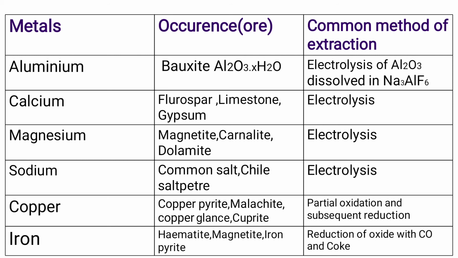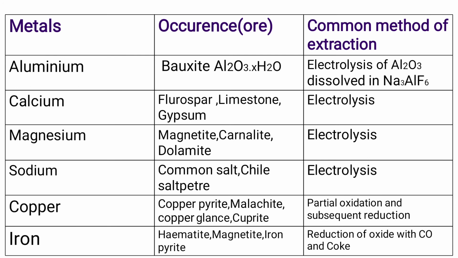First one is aluminium. Aluminium usually exists in the form of bauxite, which is the ore of aluminium, and the method of extraction is electrolysis of Al2O3 dissolved in Na3AlF6. Next one is calcium. Its ores are fluorspar, limestone, and gypsum, and calcium is extracted from these ores by electrolysis. Next, magnesium. Magnesium occurs as magnesite, carnallite and dolomite. It is extracted by electrolysis. And sodium exists as common salt and Chile saltpeter, and it is extracted from its ore by electrolysis.